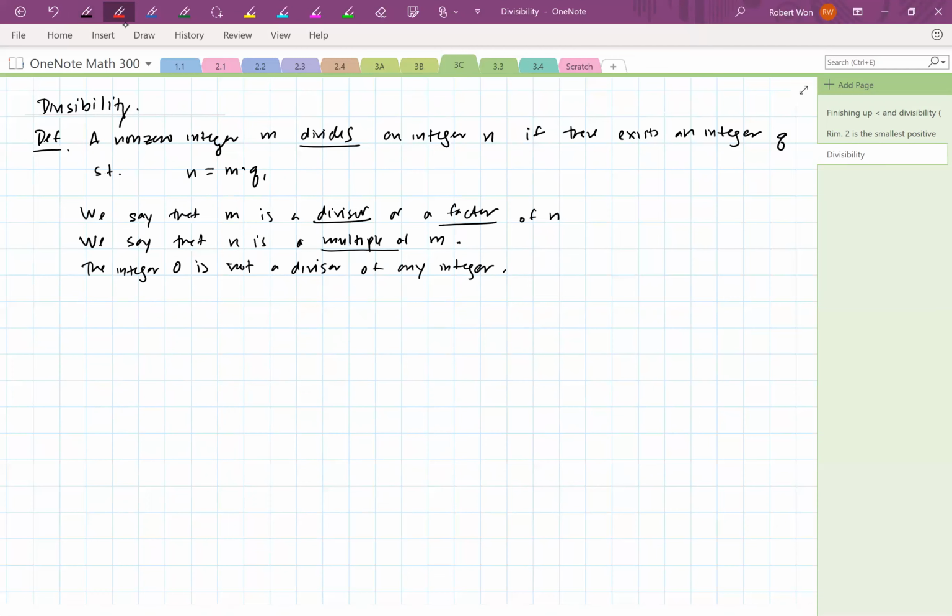The reason I need to say this is because technically, 0 equals 0 times 3, which makes it seem like 0 is a divisor of 0. This is like the m, this is like the q, this is like the n. But this definition we only made for non-zero m. So I'm not going to say that 0 is a divisor of 0. I'll just say that 0 is never a divisor of anything. This is just a technical point in order to complete this definition for all integers.